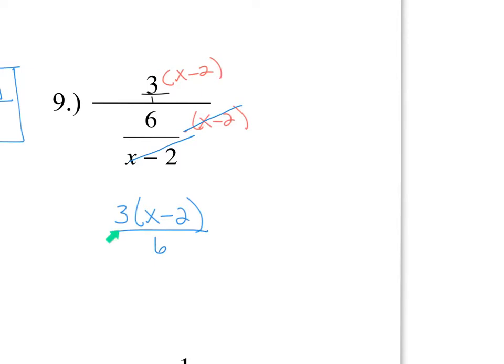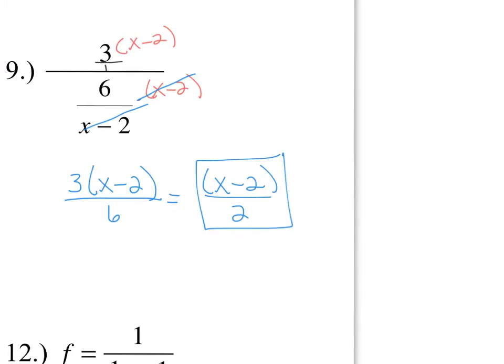And then the last step, I notice I have a 3 as a factor and 6 in the denominator. I can simplify that to 1/2 for a final answer of x minus 2 divided by 2. Again, that was method number 2. For method number 1, I'm going to again do that same thing that we've been doing. So I'm going to take the top fraction, which is 3 divided by 1, and divide it by the bottom fraction.